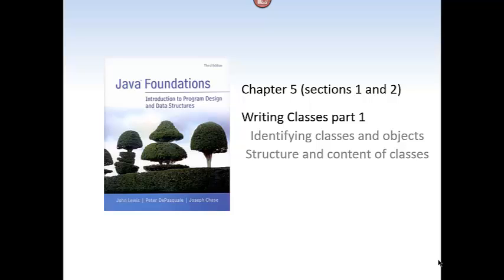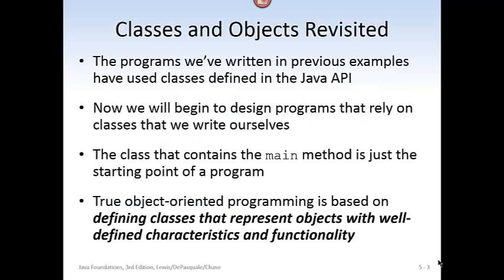This presentation covers part 1 of chapter 5, Writing Classes. This chapter is so important that I've asked you to start reading it and rereading it since the first week. This material is foundational to understanding and being able to develop object-oriented programming solutions. So let's get started. We've talked about classes and objects, and we've used classes in our last programming assignments, but now we want to start writing our own classes.